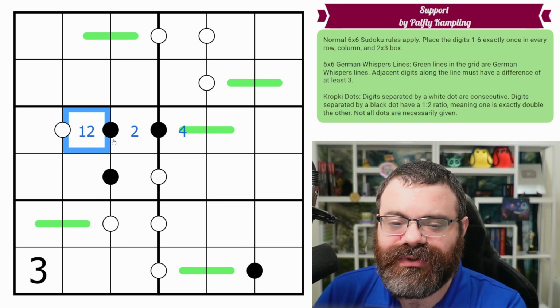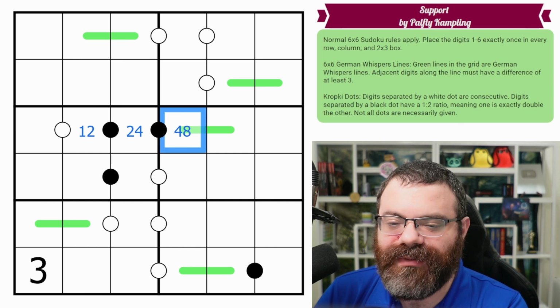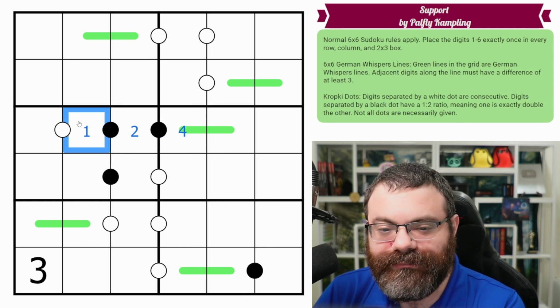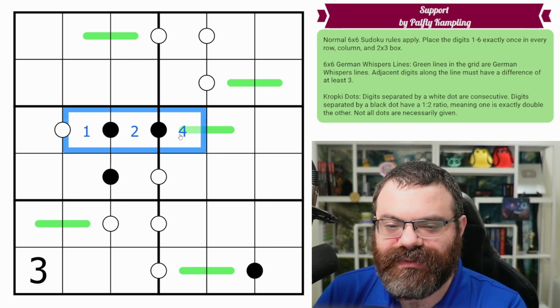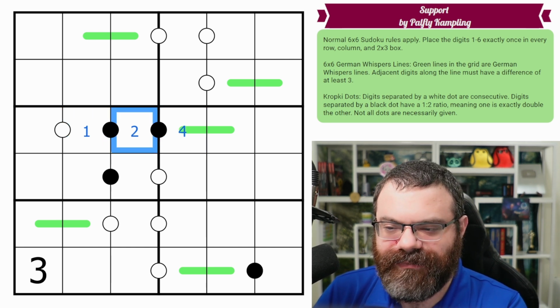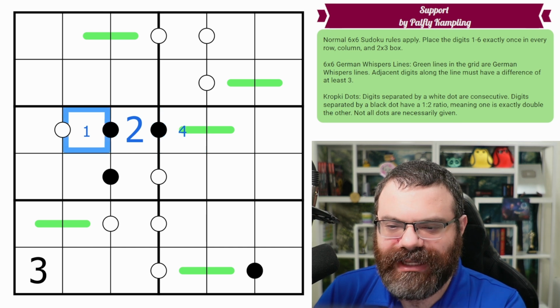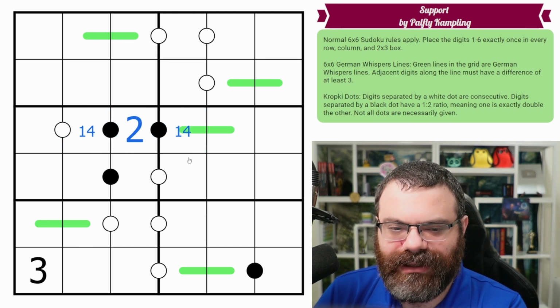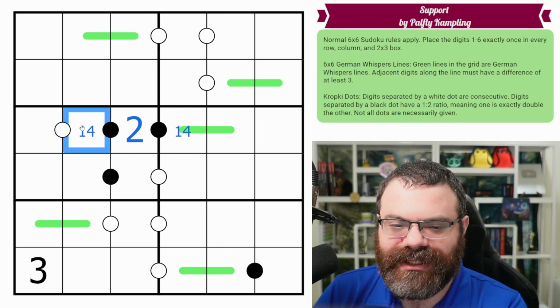So if I started with 2, I'd have to go to 4 and then 8, but there is no 8 in a 6x6. So this is the only way to do it, is 1, 2, 4. 3, 6, 12, obviously no good, right? We can't start bigger. So the middle is going to be a 2, and then this is going to be a 1, 4 pair. Now this can't be a 1 because this would have to be a 2. So this ends up being the 4 with a 1.